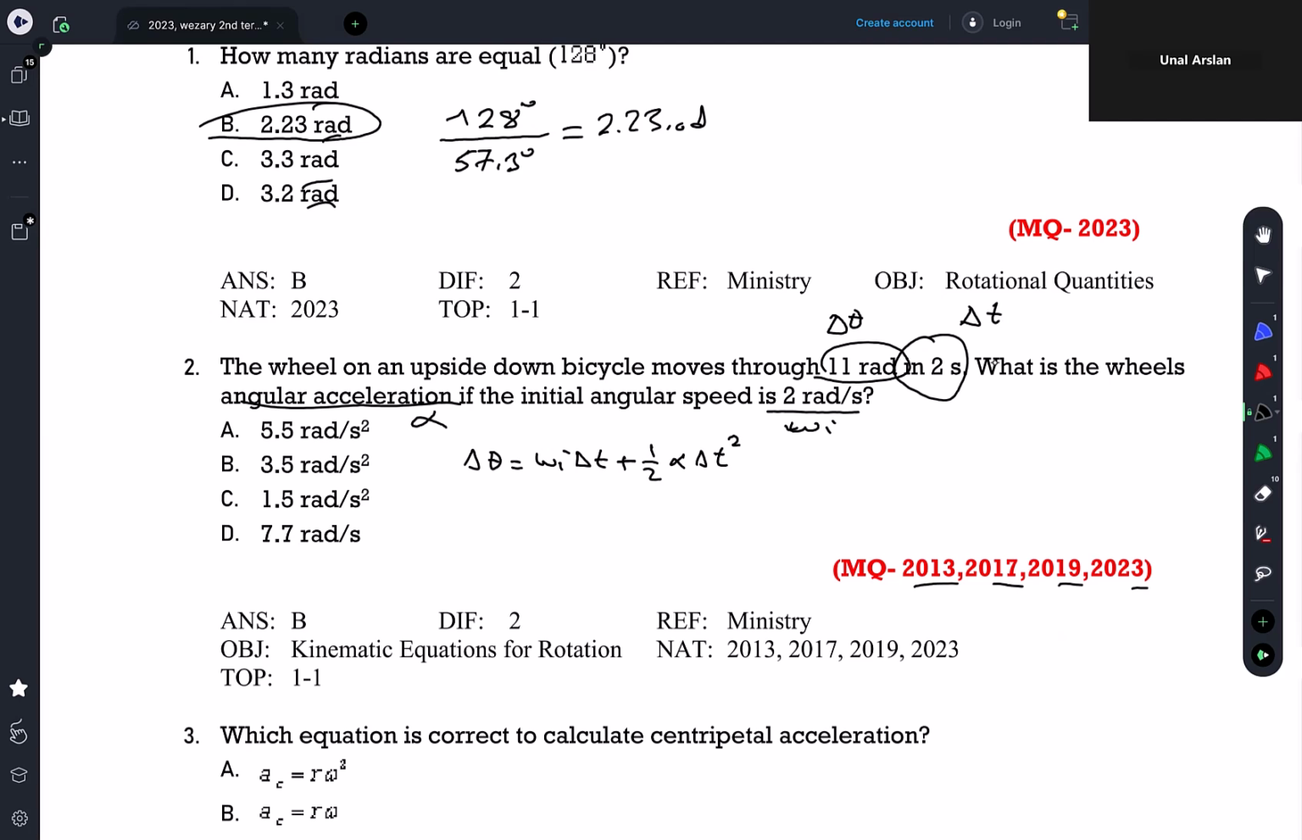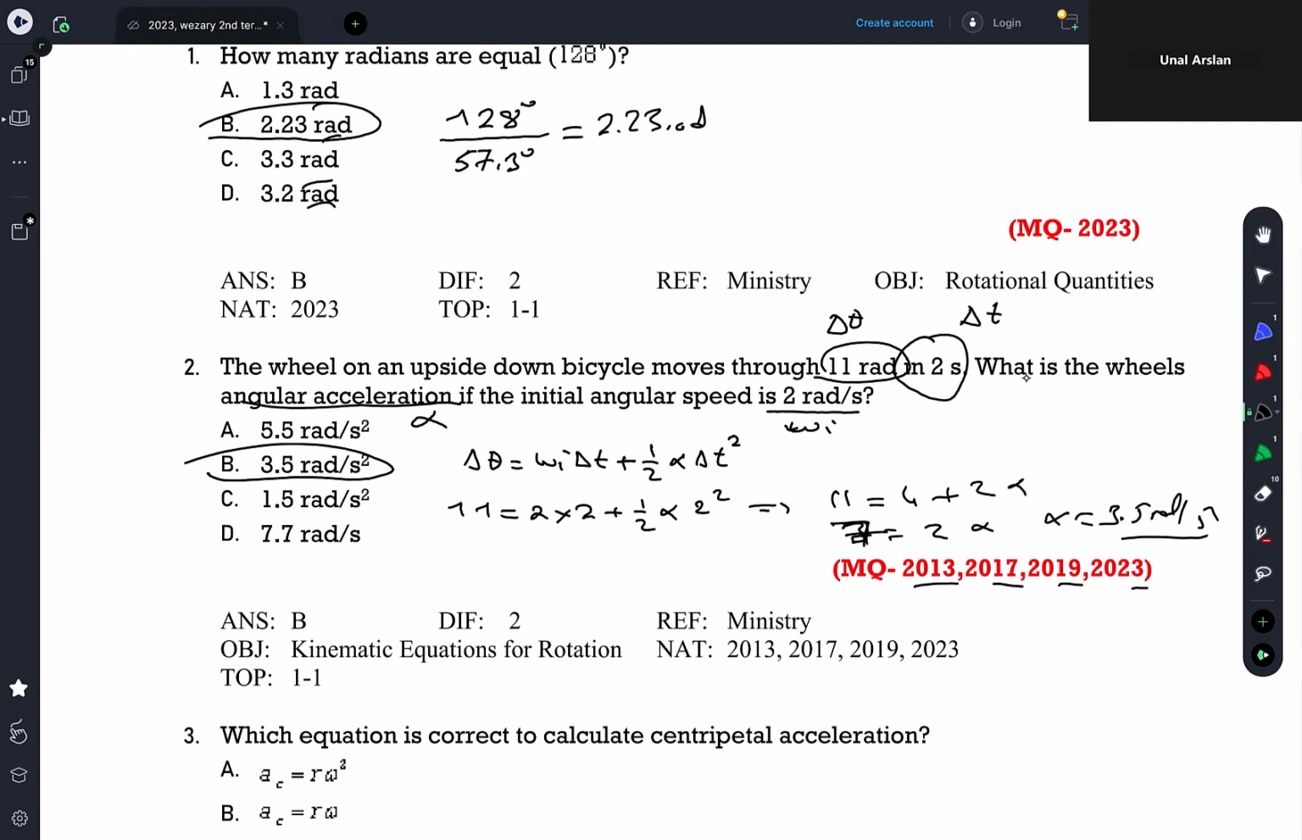This is one of the questions in the book. 11 radian, omega initial is 2, delta t is 2, plus 1 over 2 alpha 2 squared. 11 is equal to 4 plus, this is going to be 4 over 2 alpha. So 7 is equal to 2 alpha. Alpha is equal to 3.5 radian per second squared. So B is the correct choice.